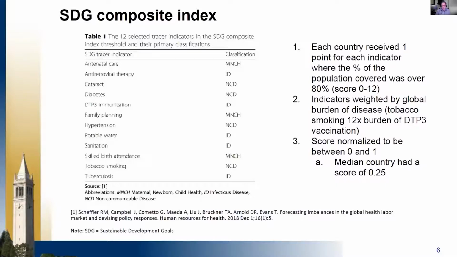And then that score, each category was weighted by the global burden of disease. So smoking has 12 times the burden that the DTP3 immunization does. So scoring a 1 in that category counts 12 times as much as the DTP3 category. And then eventually scores were normalized to be between 0 and 1. Those scores from 0 to 12 normalized to be between 0 and 1. And the median country in the data set had a score of 0.25. And so the group of authors and people at WHO decided that to come up with their measure of what they thought was needed, they were going to go for an attainment of the median. So drive everyone to the median, and that would take 4.45 health workers.